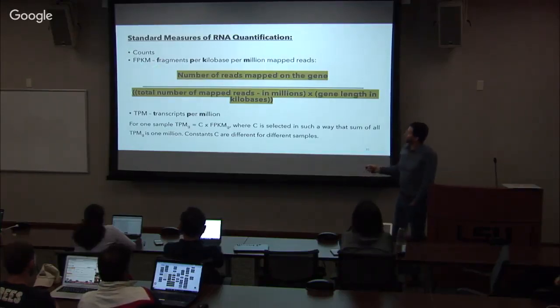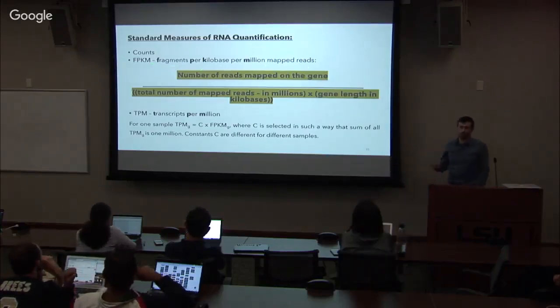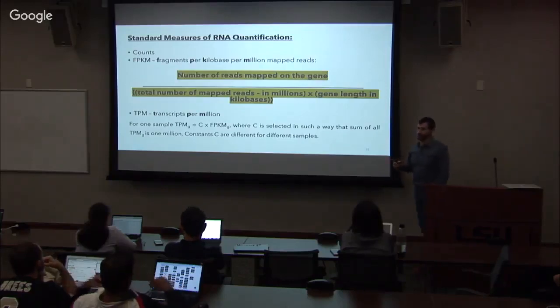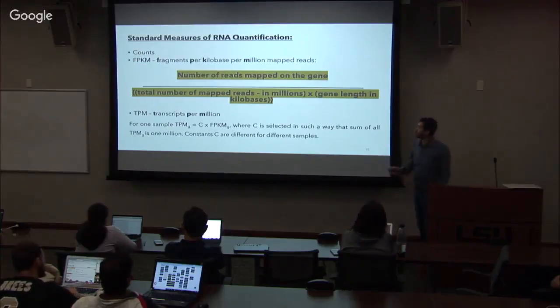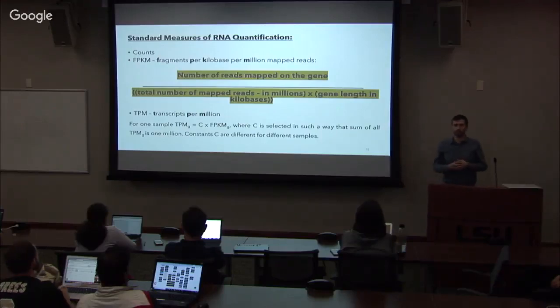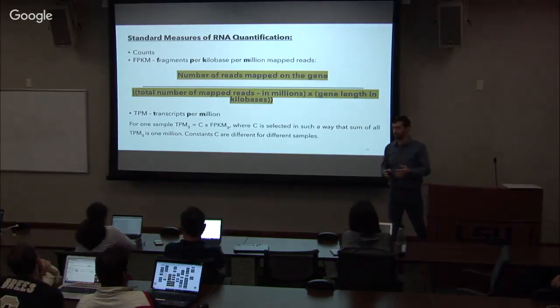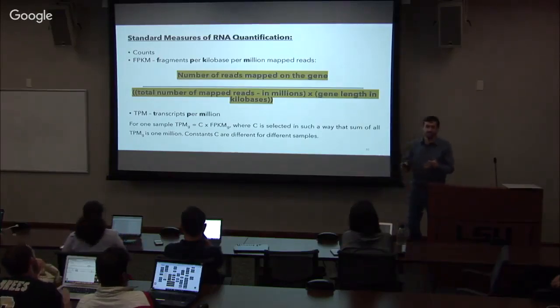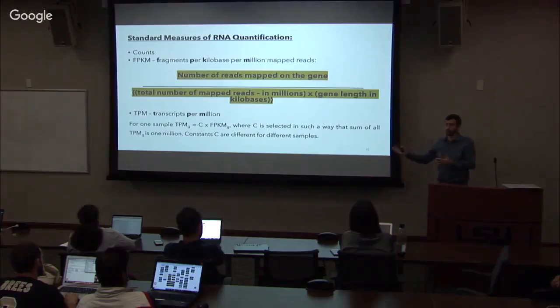FPKM stands for fragments per kilobase per million of mapped reads. So it actually accounts for two things. One is the total number of reads for that particular sample. And the second thing is the length of the gene. So imagine you have a gene that is 2,000 kilobases long and one that is 500 kilobases long. Statistically speaking, more reads are going to fall onto the longer genes just because it's longer, right? So that is one way to overcome that difference between genes.